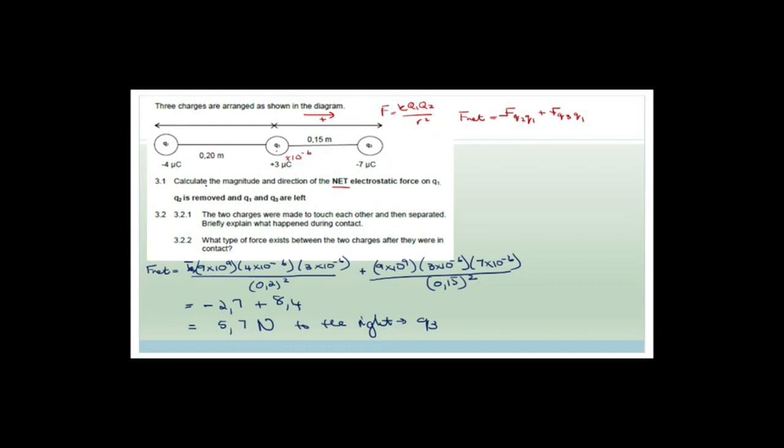Now it says Q2 is removed and is left with Q1 and 3. So this doesn't exist anymore. It says the two charges are made to touch each other and then separated. Briefly explain what happened during contact.